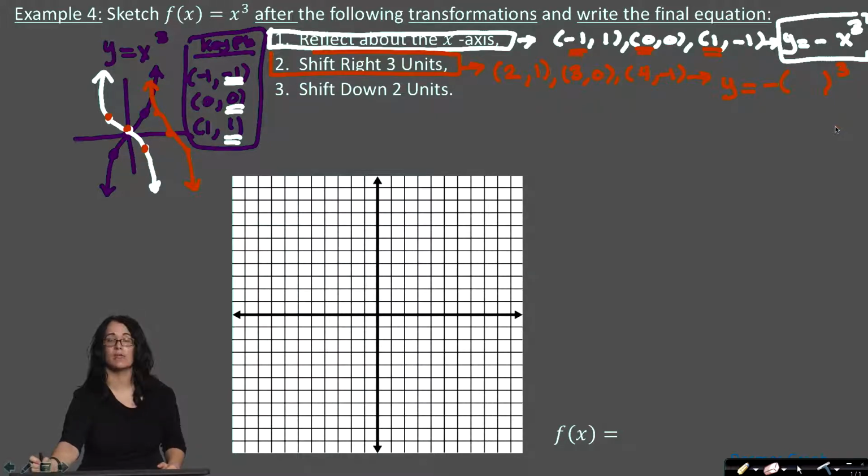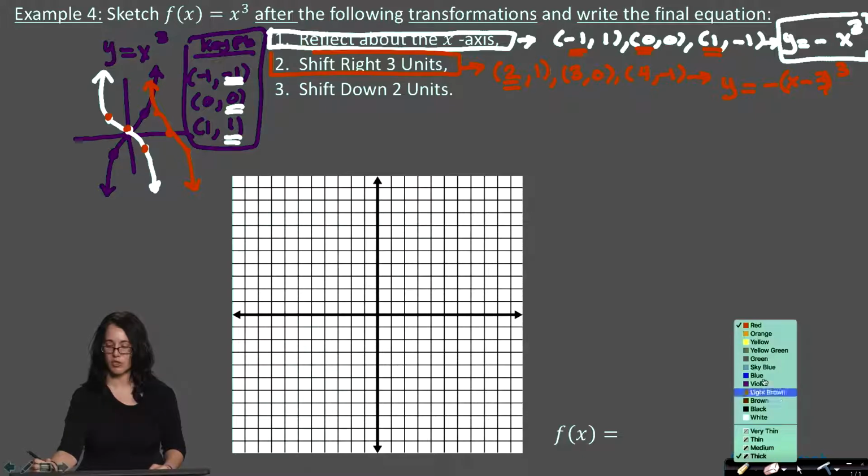We'd still raise it to the third power, but in parentheses, what should I write? Good, x minus 3. That's indicating to the reader a shift to the right 3 units. And let's see if it makes sense if you plug in the point, for example, 2. 2 minus 3 is negative 1. Negative 1 to the third power is a negative 1, but then take the opposite and you get positive 1. And I encourage you to try this with all of your points to make sure that you're tracking with the right equation. There's one more transformation we need to do.